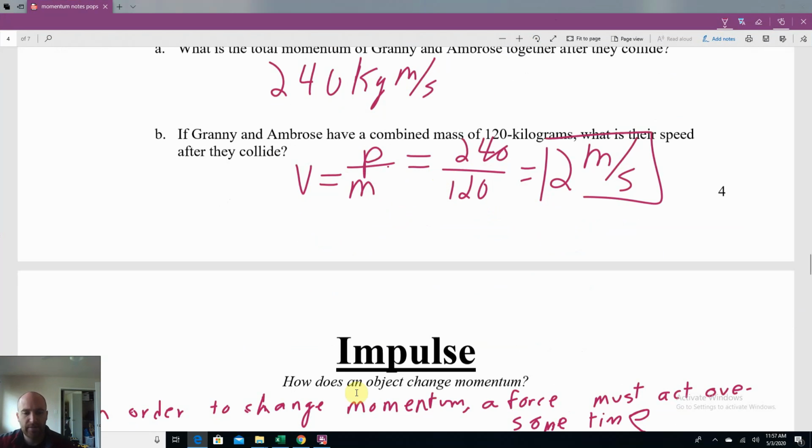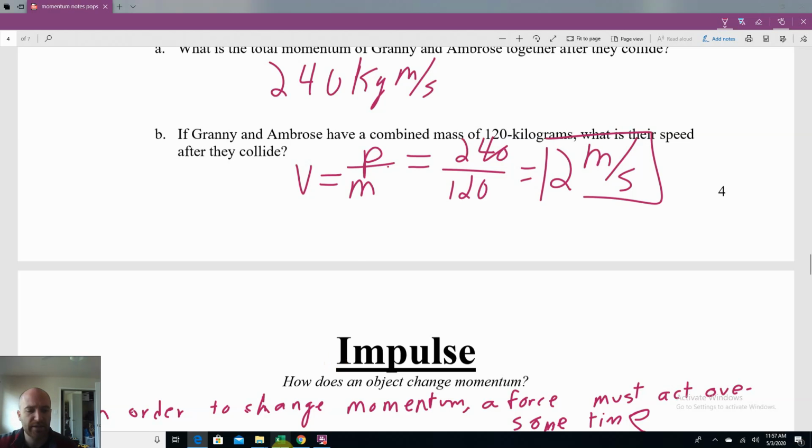So for starters, we're talking about momentum. That's the topic of this unit. And momentum, remember, is mass times velocity. It's kind of like the amount of motion that an object has. And today we're going to look at how you can change an object's momentum. In other words, if it has no momentum, how could you give it some? Or if it has a lot of momentum, how could you take some away?